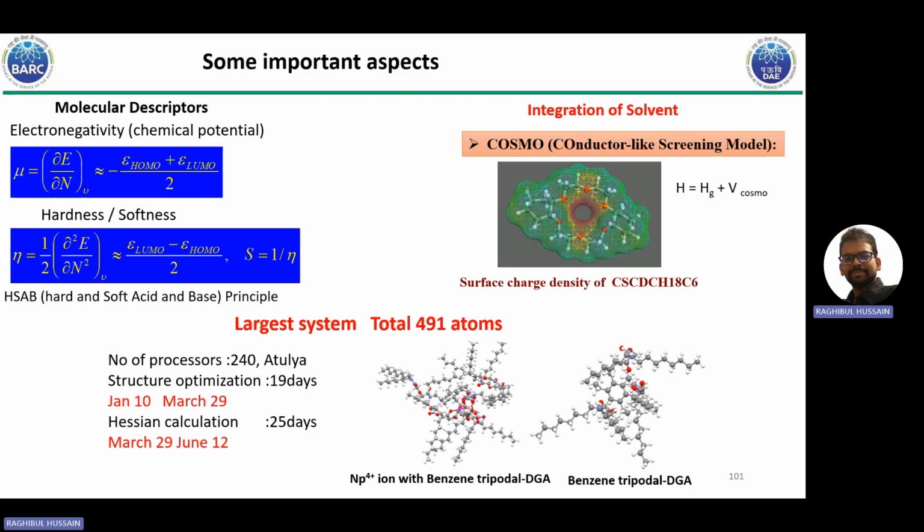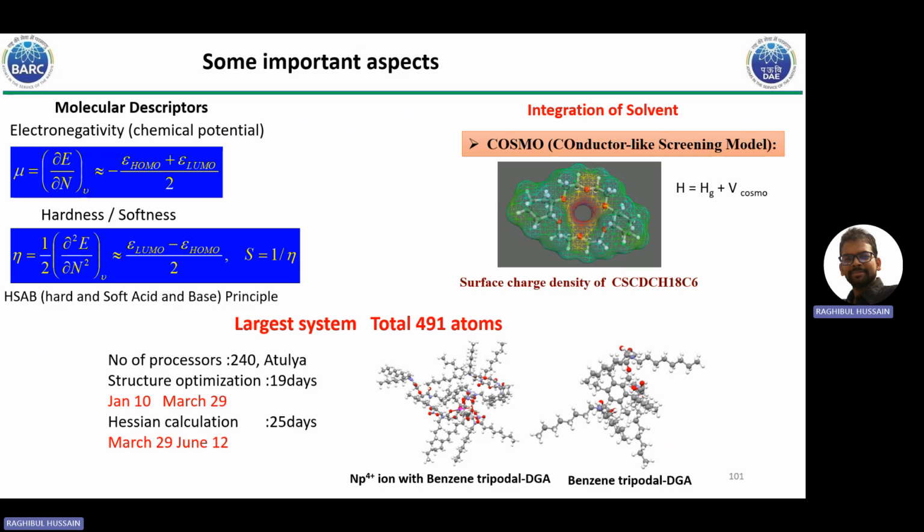Okay, gas phase. Now you can also include solvation using the COSMO model. So far I was talking about how big a molecule or molecular system you have considered. In our lab, we have considered a system consisting of 491 atoms, and we ran it on a supercomputer.